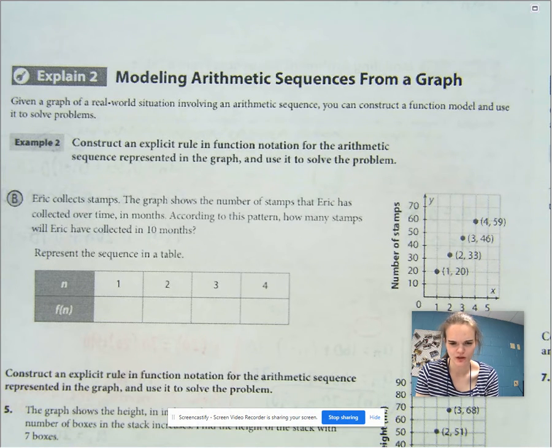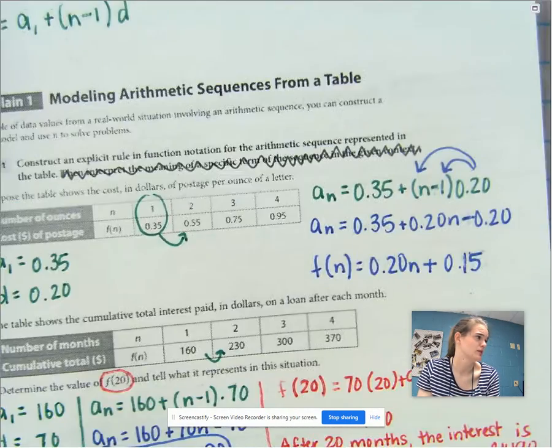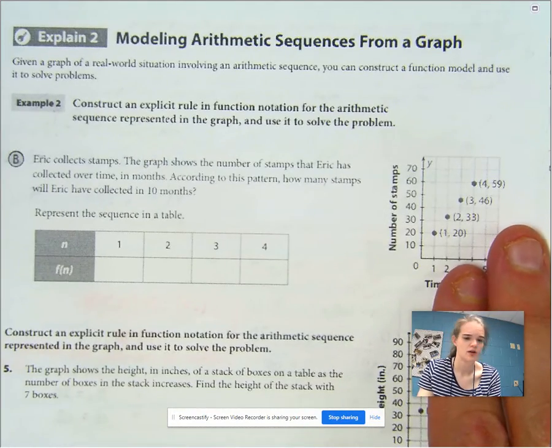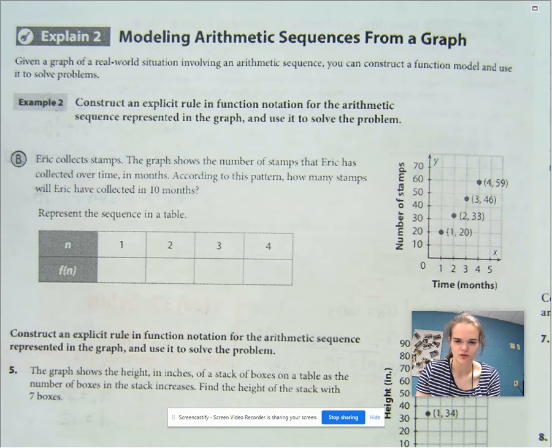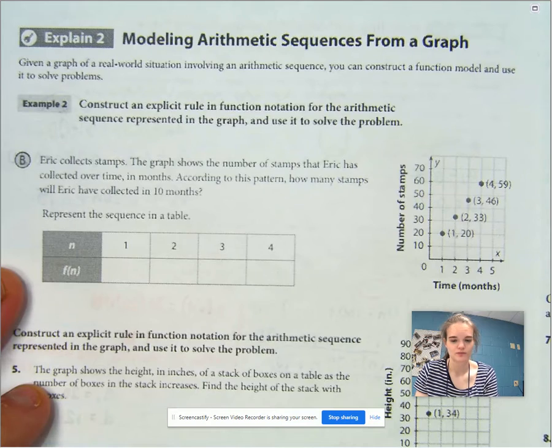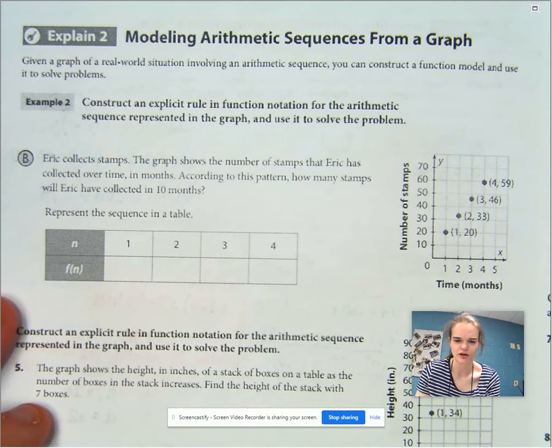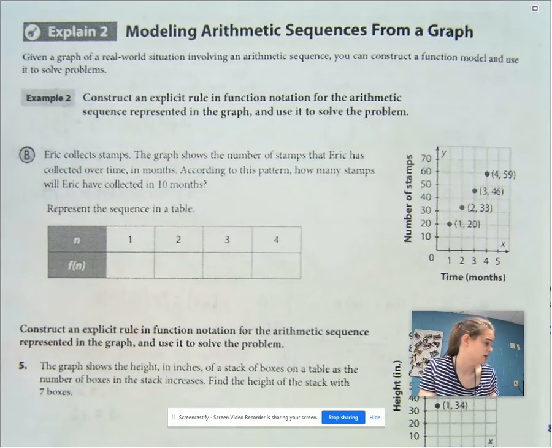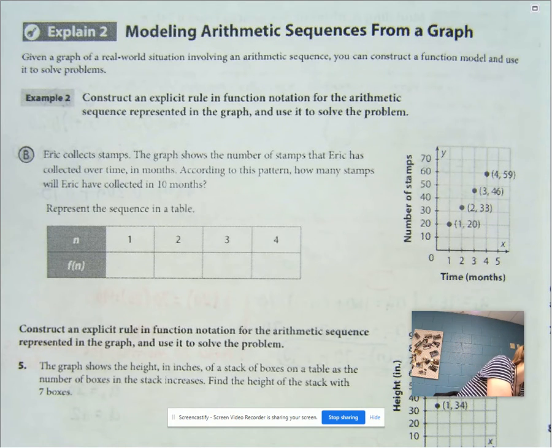All right, example B. We're still going to do exactly what it says. Do exactly what we did out here. We're going to create an explicit rule, but we now have to take it from a table, from a graph. So it says Eric collects stamps. The graph shows the number of stamps that Eric has collected over time in months. According to this pattern, how many stamps will Eric have collected in 10 months? We're going to have to write an explicit rule and then take this 10 months idea and plug it in. We're going to need a highlighter. We always highlight the question in yellow.